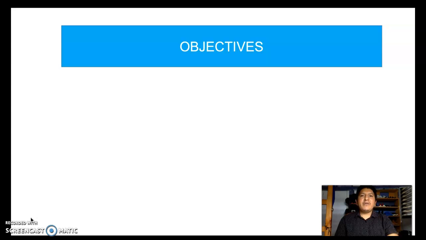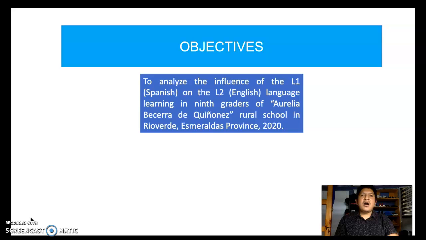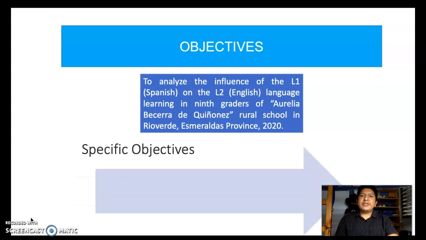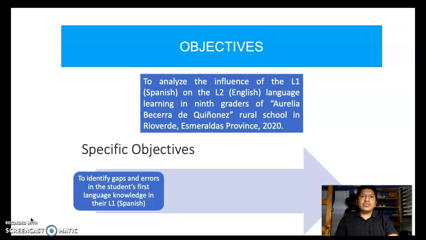To resolve the problem of the investigation, it was important to delimit the objectives that this investigation aimed to find out. The general objective was to analyze the influence of the L1 Spanish on the L2 English language learning, and the first specific objective was to identify gaps and errors in the students' first language learning in their L1 Spanish.